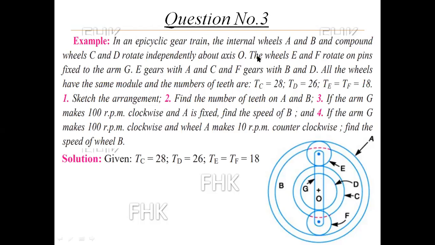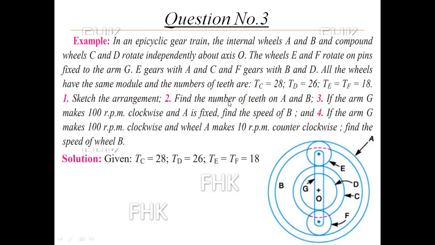The wheels E and F rotate on pins fixed to the arm G. This is arm G. Gear E meshes with A and C, and gear F meshes with B and D. Gear F meshes with this B and this D.